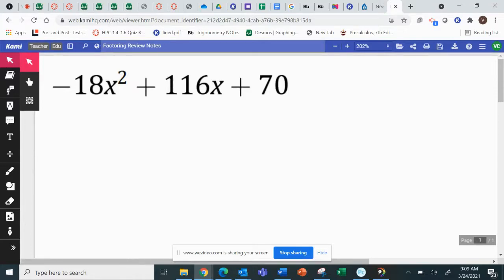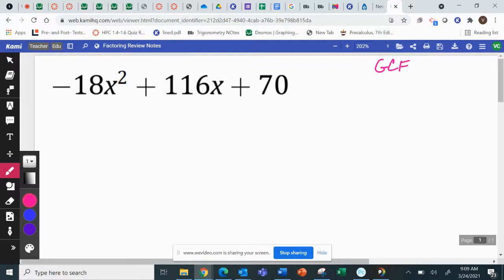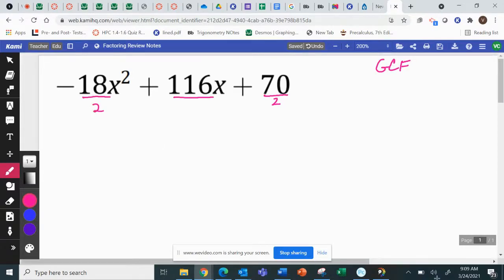So the first thing that you always want to do is look for a GCF. Factor out the greatest common factor. So I look at this and I know that there's a greatest common factor because they're all even numbers. So let's see, if I divide 70 by 2, then I'm going to be left with 35, which is only divisible by 7 and 5. And 18 is not divisible by 7 or 5, so it must be 2.